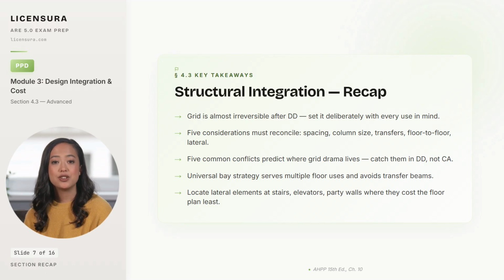The universal bay strategy serves multiple floor uses with one structural grid and eliminates transfer beams between uses, often saving significant structural cost on mixed-use buildings. And locating lateral elements at stairs, elevators, and party walls keeps them out of the open floor plate, which is where they cost the architecture the most.